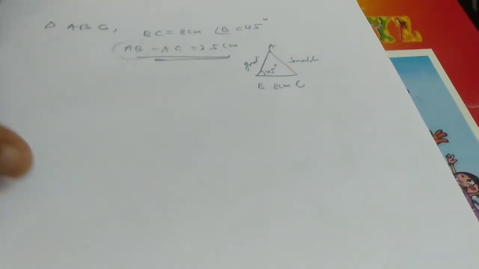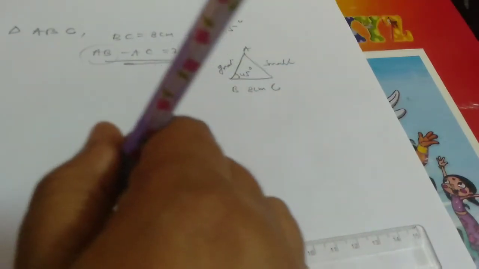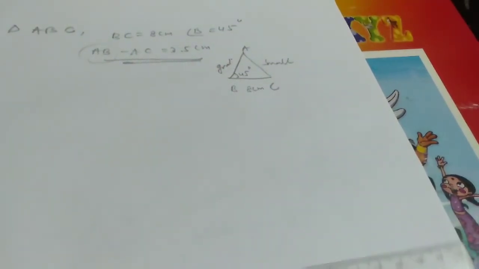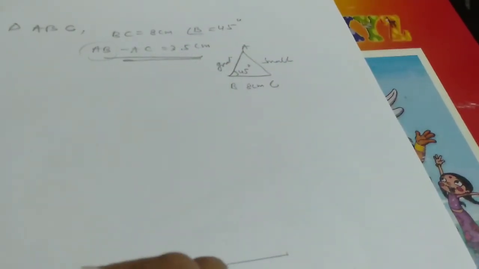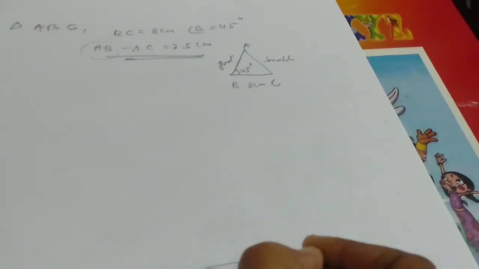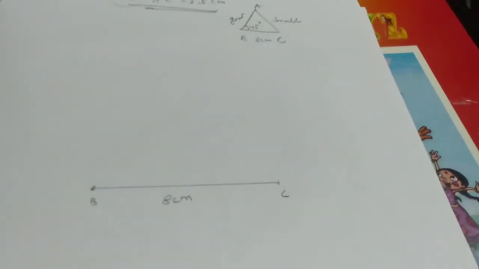Okay, let us construct this. First you have to draw the base. The base is 8 centimeters, so first we are going to draw one line segment of 8 centimeters. So this is BC, an 8 centimeter line segment. Angle B is 45 degrees. So the bisector of 90 degrees is 45 degrees.